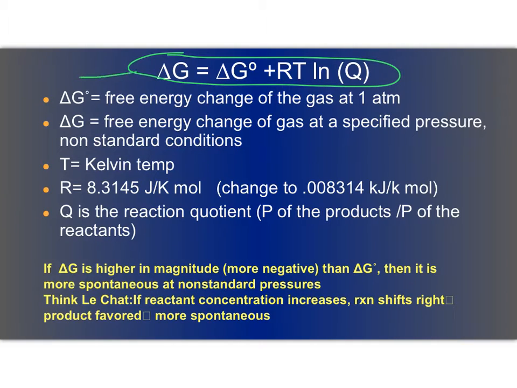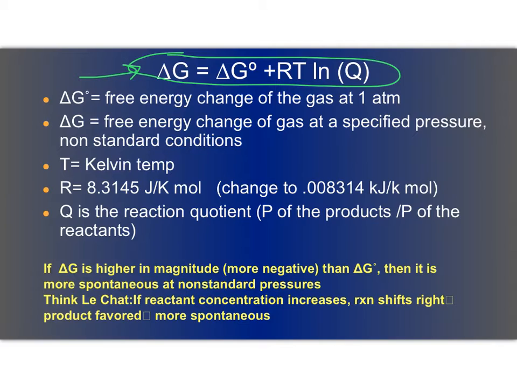You'll notice that the delta G on the left of the equal sign does not have a degree sign. That is the free energy change of the gas at a specified pressure, which will be at non-standard conditions. That means that the pressure will be different than 1 atm. And then on the right-hand side, we've got delta G standard, which is the free energy change of the gas when we are at standard conditions, which is at 1 atm.